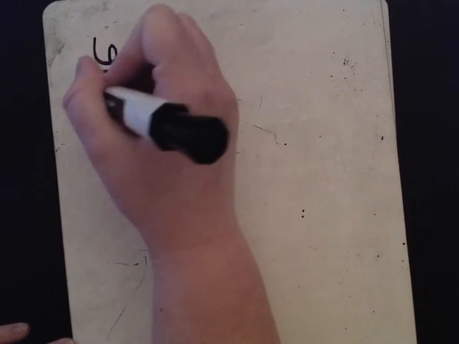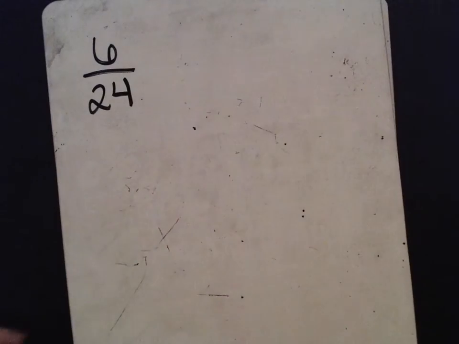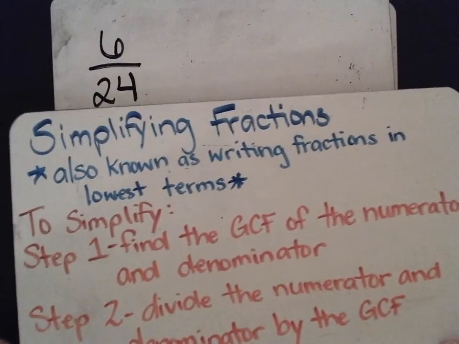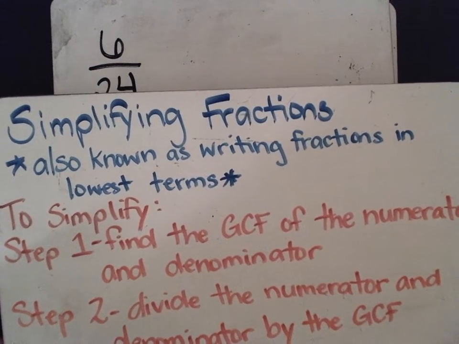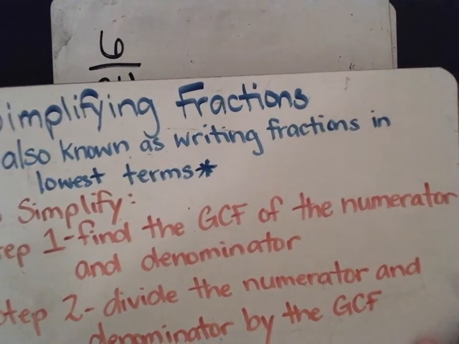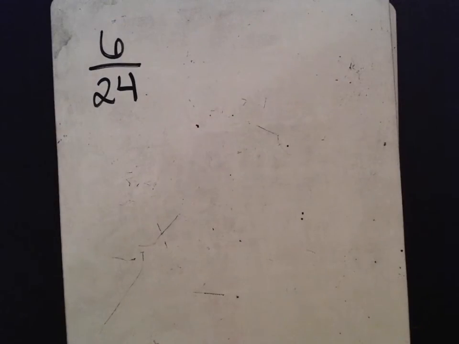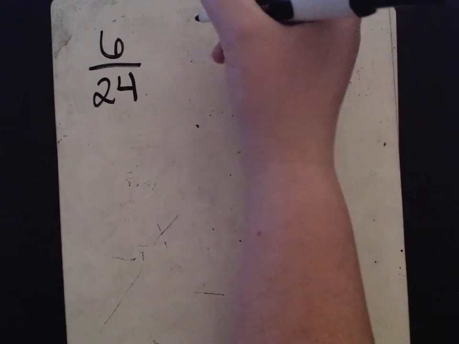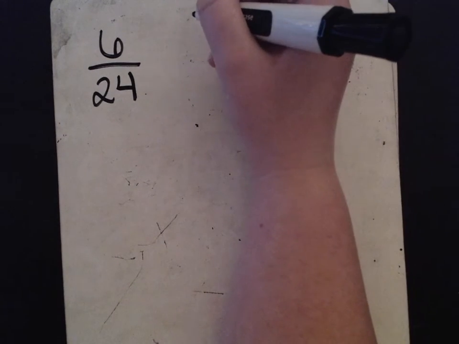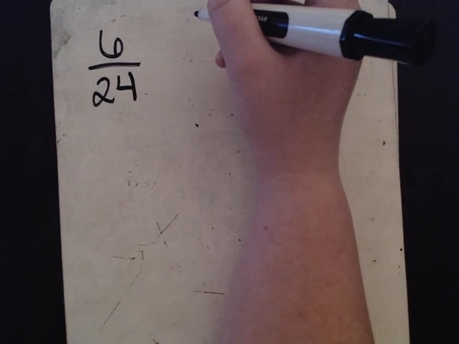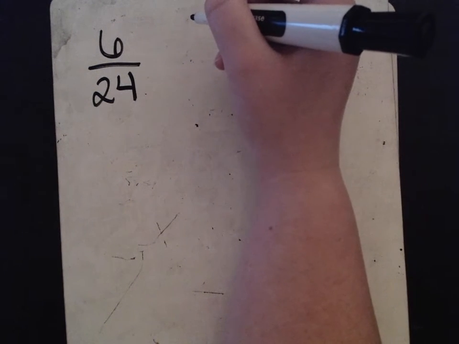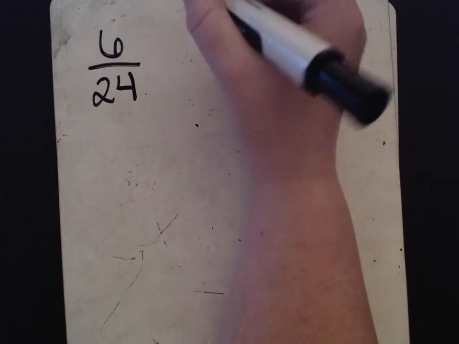The first fraction we're going to simplify is 6/24. So my rules to simplify say step 1, find the GCF, greatest common factor, of the numerator and denominator. So I'm going to set up my factor trees. If you need help with finding greatest common factor, there are several YouTube videos I've posted to help you find the greatest common factor.